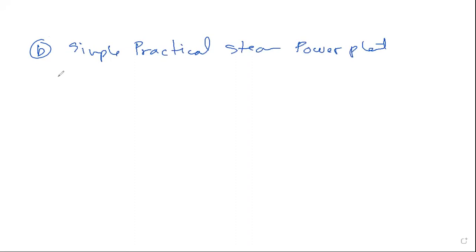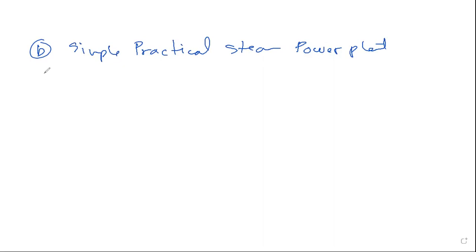yung delta H ng pump, tapos yung delta H ng turbine, di ba? Tapos yung sa boiler, ang boiler kasi is H1 and H2. So, we need to calculate H1 and H2 para makalculate natin yung sa boiler. Okay, so doon muna tayo sa pump.